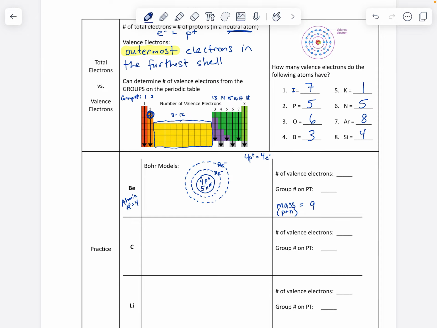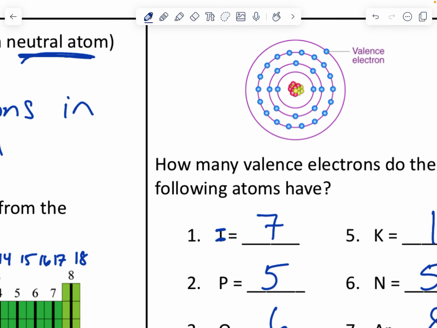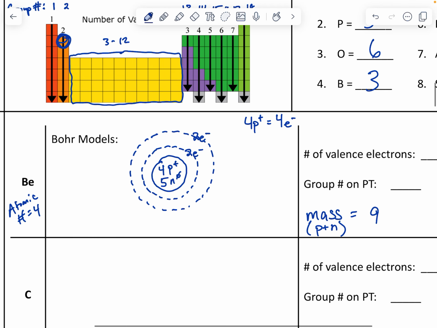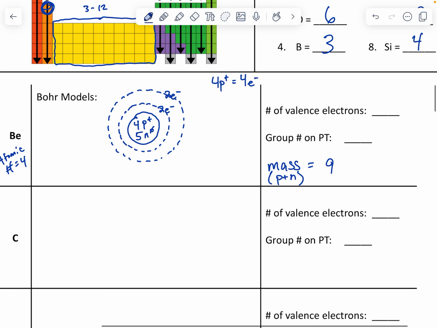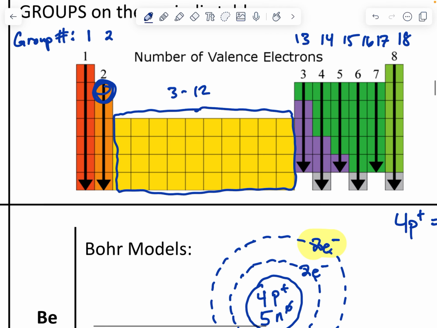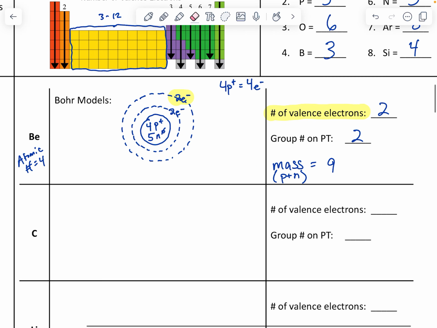Sometimes you can use dots to represent all the electrons. I think it's a little bit easier to just write the numbers there. We'll talk about dots a little bit lower on this portion of the notes. But then we look at the valence electrons, and remember, the valence electrons are the outermost. So I see that beryllium has 2 electrons in that furthest shell, and that is something that we can check because beryllium is in group 2, and all of those elements in group 2 have 2 valence electrons. So effectively what we did was prove that that pattern holds up.